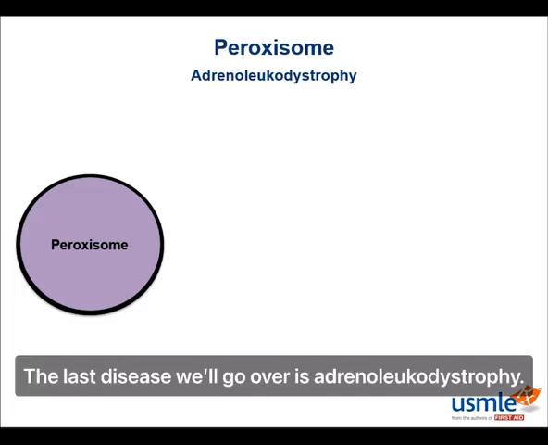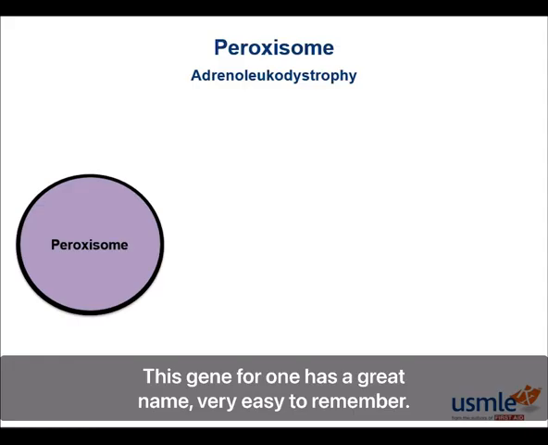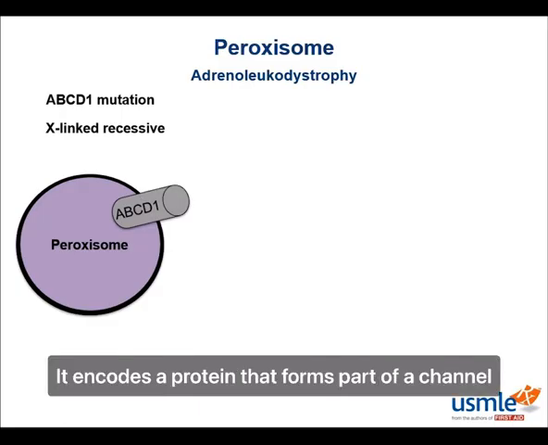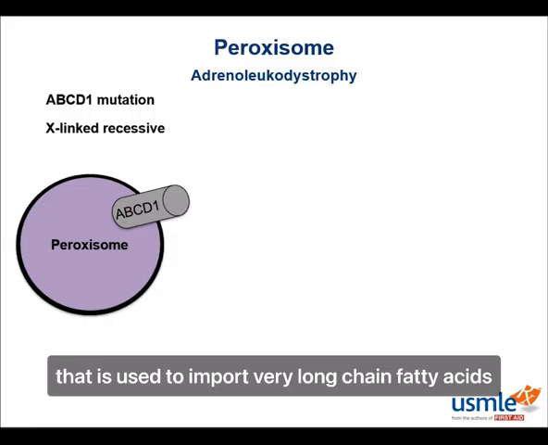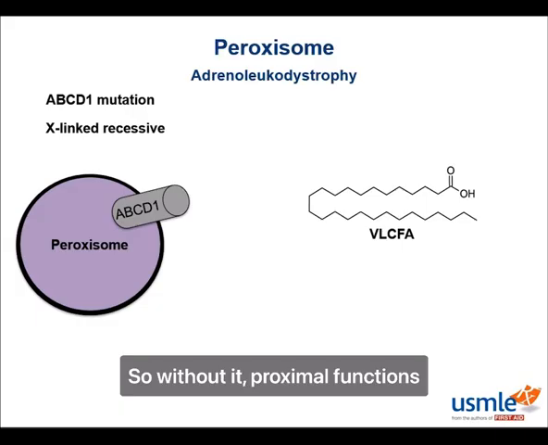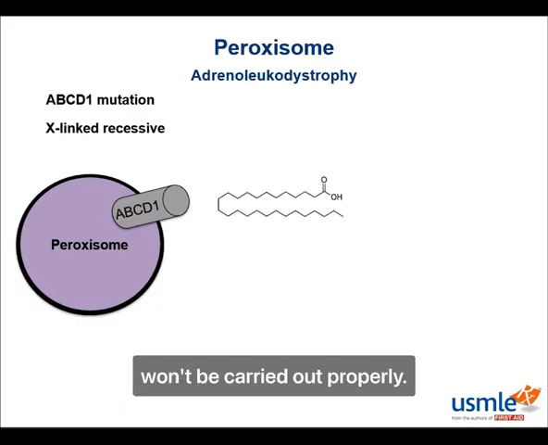The last disease we'll go over is adrenoleukodystrophy. This gene, for one, has a great name, very easy to remember. It's called ABCD1. It encodes a protein that forms part of the channel that is used to import very long-chain fatty acids into the peroxisome, so without it, peroxisomal functions won't be carried out properly.